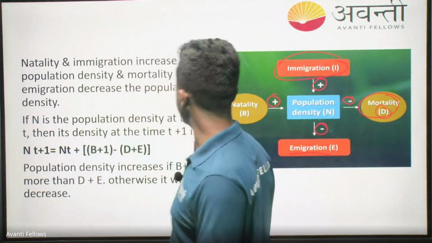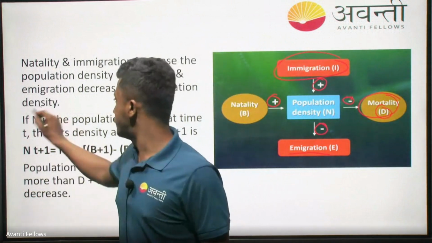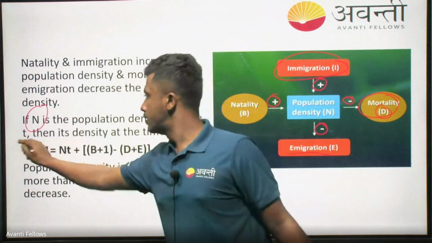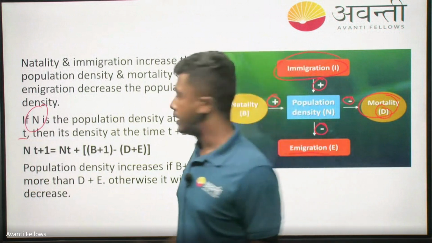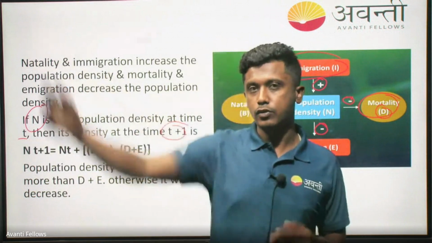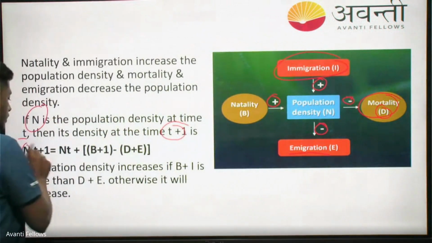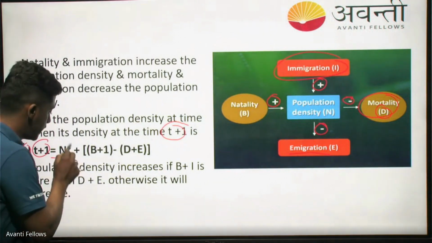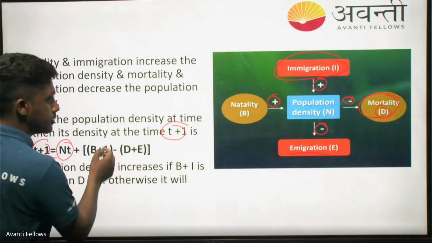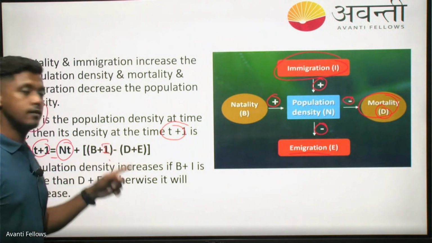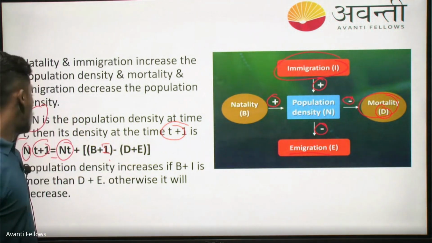In simple terms, if you put this in an equation, if N is the population density at a given time t, then if you take t plus 1, from this time to another time, your population density N t plus 1 is equal to N t plus birth plus immigration minus death plus emigration. That is the equation that we can derive for population density.